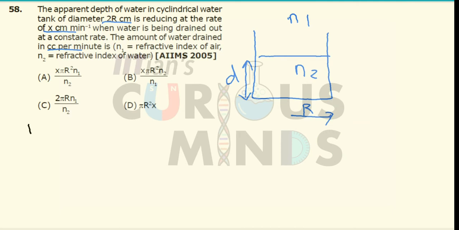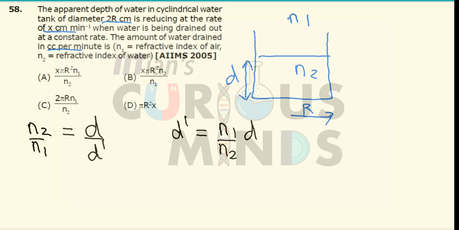So I can say that n2 divided by n1 will be equal to real depth upon apparent depth. Let the apparent depth be x, or rather, x they have already used, so we will use the term d dash. So d dash will be equal to n1 divided by n2 into d, where d is the real depth and d dash is the apparent depth, that is, the bottom of the tank seems to be somewhere over here, which is equal to d dash.